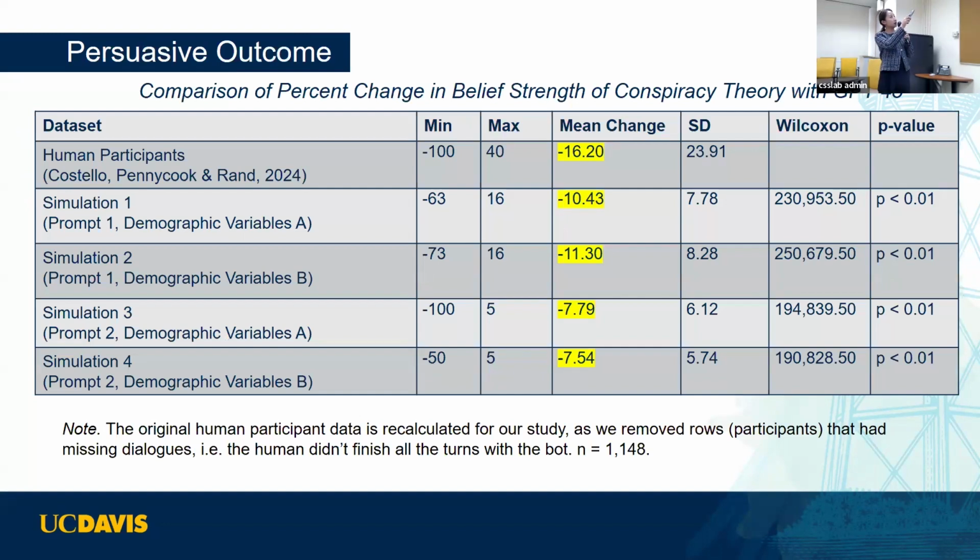The first one is the human participants reported in the original Science article. In the article, they reported a 20% mean difference change from pre to post. And in this particular data set, we actually had to utilize a subset of that data because some of the participants didn't finish the conversation.